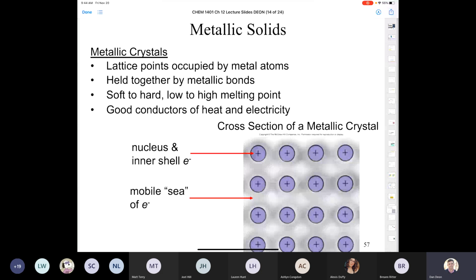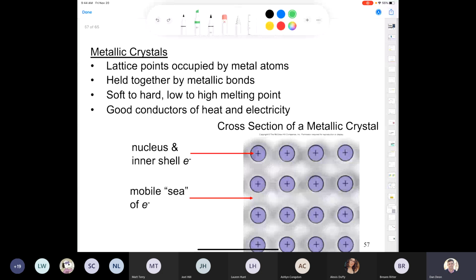Now, how do we think about a metallic crystal? Well, we think about the lattice points as being occupied by metal atoms. So every lattice point is an individual metal atom that's held together by metallic bonds. Again, they have a range of hardness. Some can be soft, and most are hard. And they also have a range of melting points. But what they have in common is that many of them are good conductors of heat and electricity.